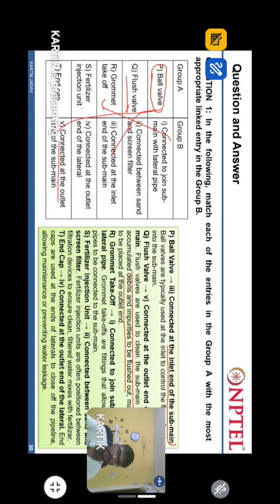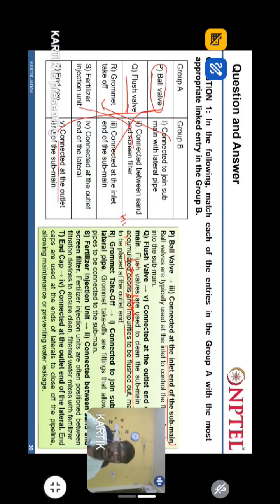Fertilizer injection unit, that is connected between sand and screen filter, right? And above that, it may also be a hydrocyclone filter. It is connected between hydrocyclone, sand, then we have the fertilization unit, and finally we have the screen filter. We have discussed this in detail also, right? So option two, connected between sand and screen filter.